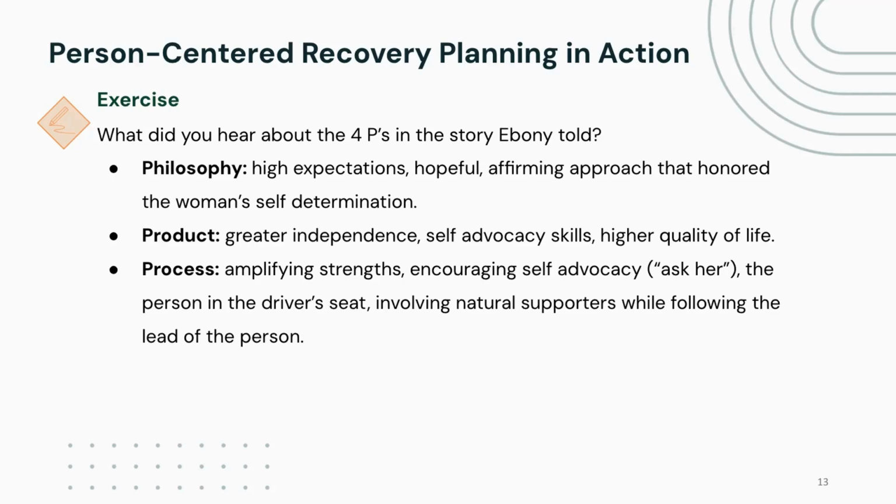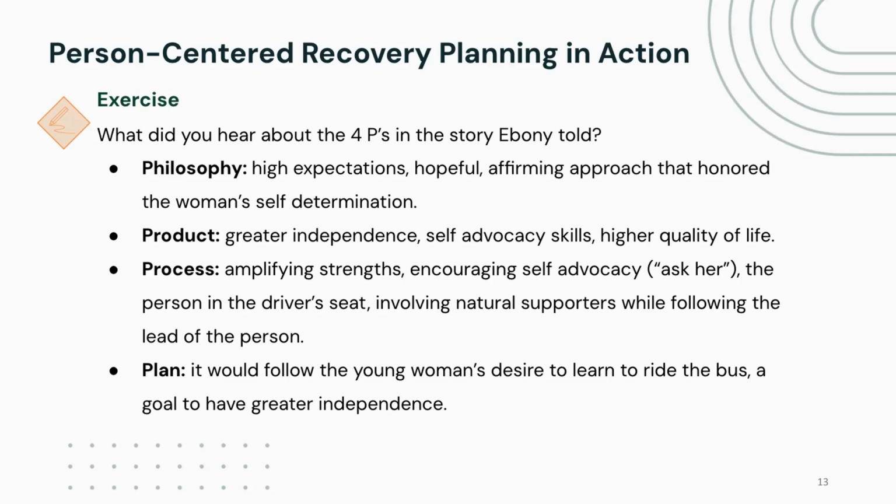Process. There is a lot in this story about the process Ebony used when supporting this person, but we'll highlight her amplification of strengths, encouragement of self advocacy. Remember when she said, ask her? Following her lead, and the involvement of natural supporters. Last, what might be in this young woman's plan? We don't see it, but we can imagine that would be organized around her desire to learn to ride that bus, her want of greater independence, highlight her strengths, and it would address some of the most immediate barriers that were getting in her way.